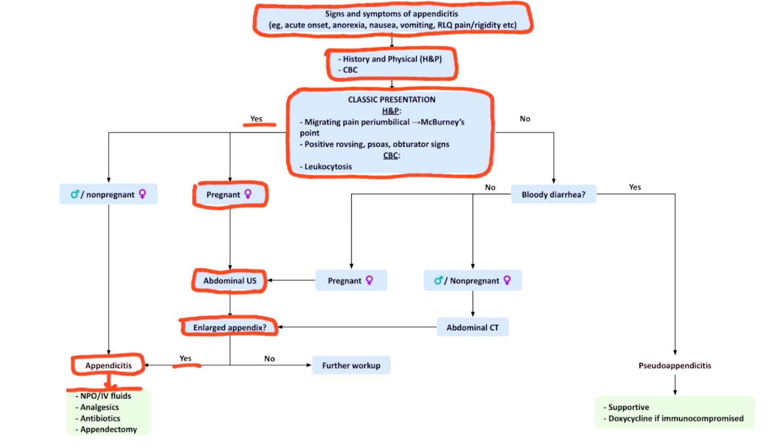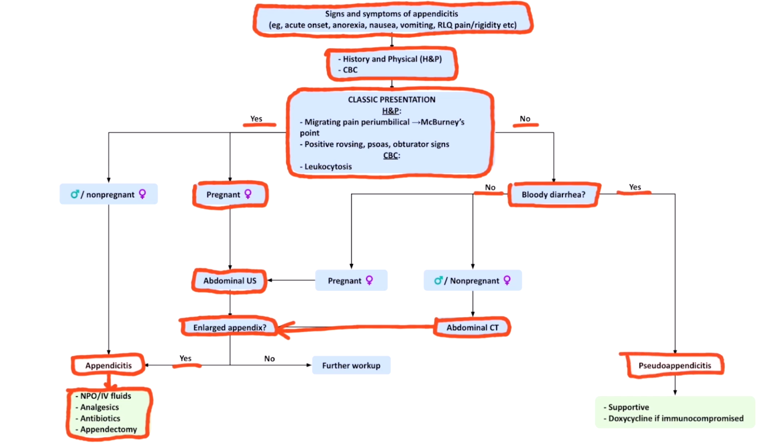Patients are managed with IV fluids and are kept NPO. They are also given analgesics and antibiotics. Definitive management is an appendectomy. Patients without the classic presentation of appendicitis are further investigated. If the clinical presentation is equivocal, without bloody diarrhea, abdominal CT is performed unless they're pregnant. An enlarged appendix confirms the diagnosis. If episodes of bloody diarrhea are part of the patient's history, pseudoappendicitis is suspected. Thus, supportive management is followed, in addition to doxycycline for immunocompromised patients.